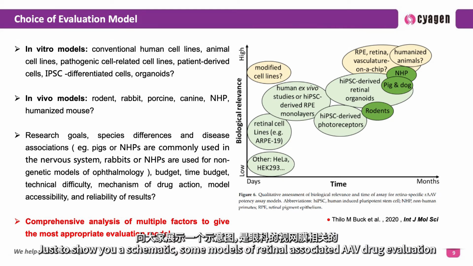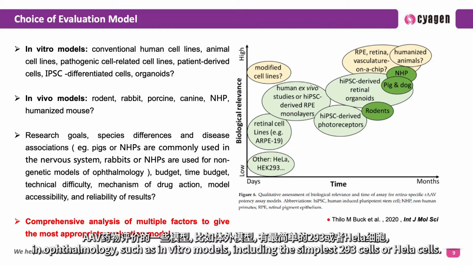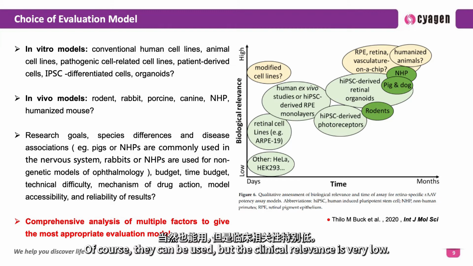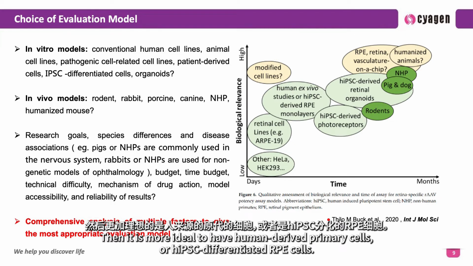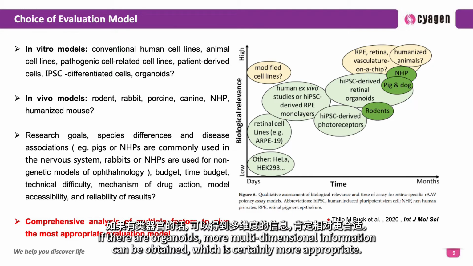Just to show you a schematic, some models of retinal-associated AAV drug evaluation. In ophthalmology, such as in vitro models, including the simplest 293 cells or HeLa cells, of course, they can be used, but the clinical relevance is very low. By contrast, RPE cells are better. Then it is more ideal to have human-derived primary cells, or hiPSC differentiated RPE cells. If there are organoids, more multidimensional information can be obtained, which is certainly more appropriate.